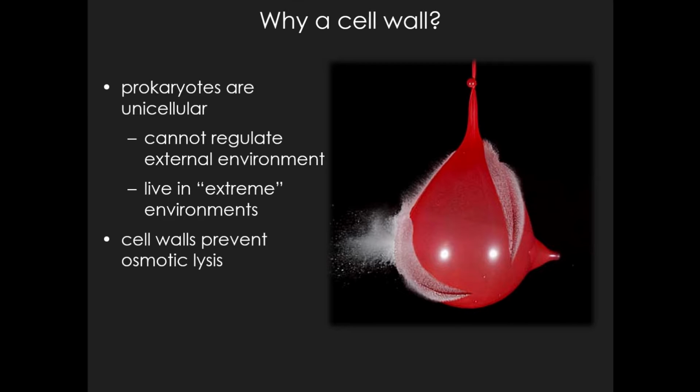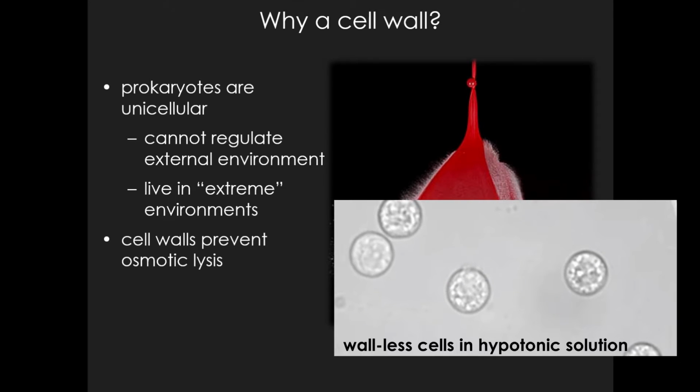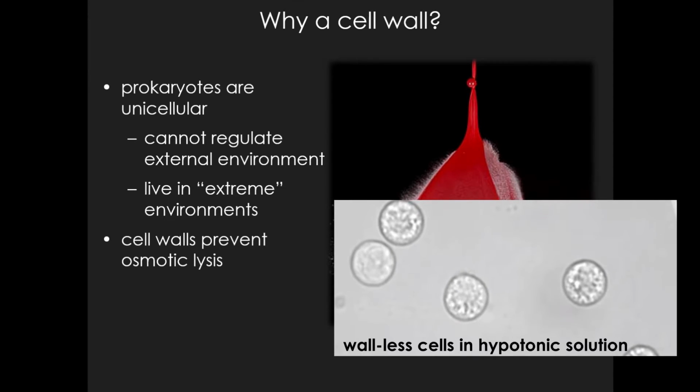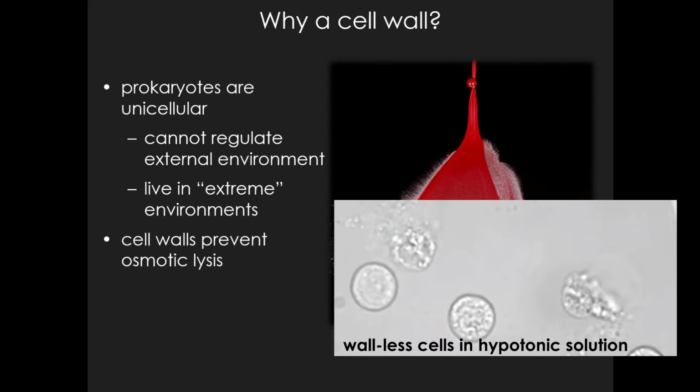And with that pressure comes the likelihood that the cell will burst from osmotic pressure, which is called osmotic lysis, right? So I put a picture of a balloon blowing up here, right? Because if water goes in, and boom, the cell blows up. And one thing that can prevent the cell from doing that is the cell wall. So that's a general use of a cell wall.